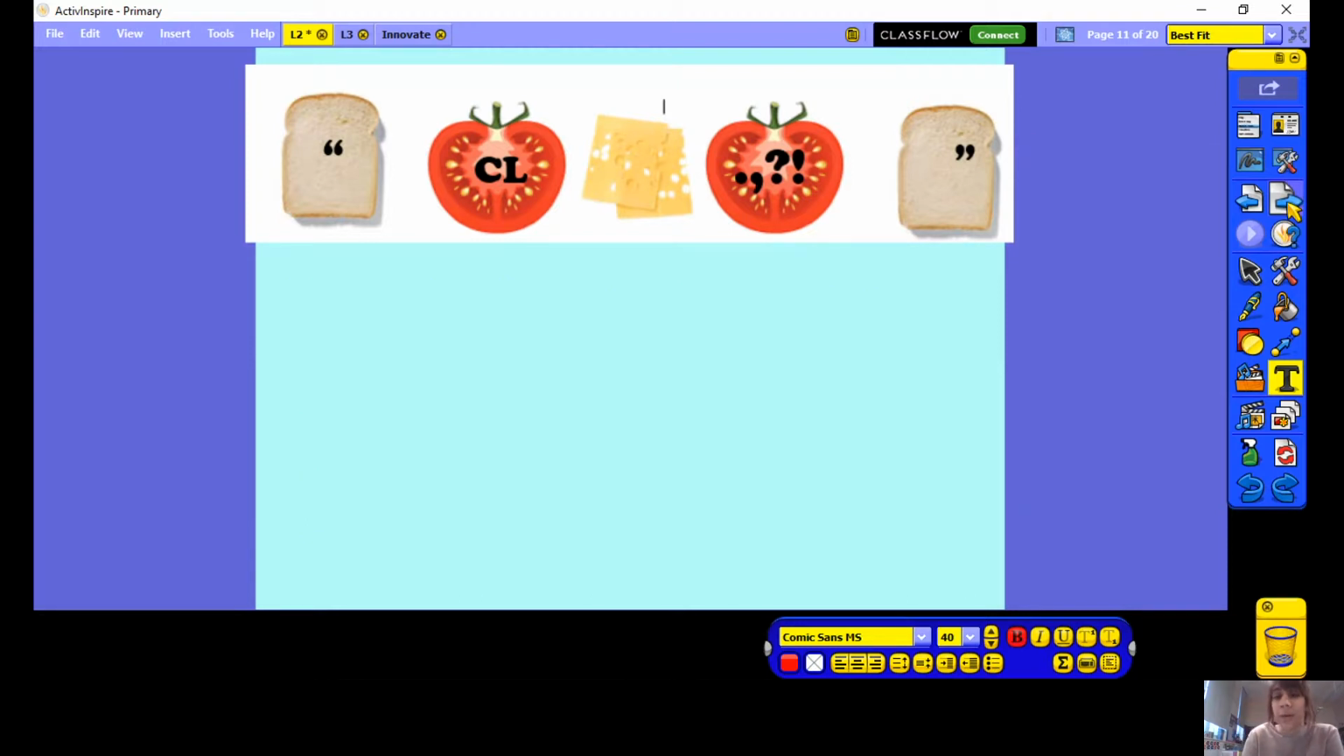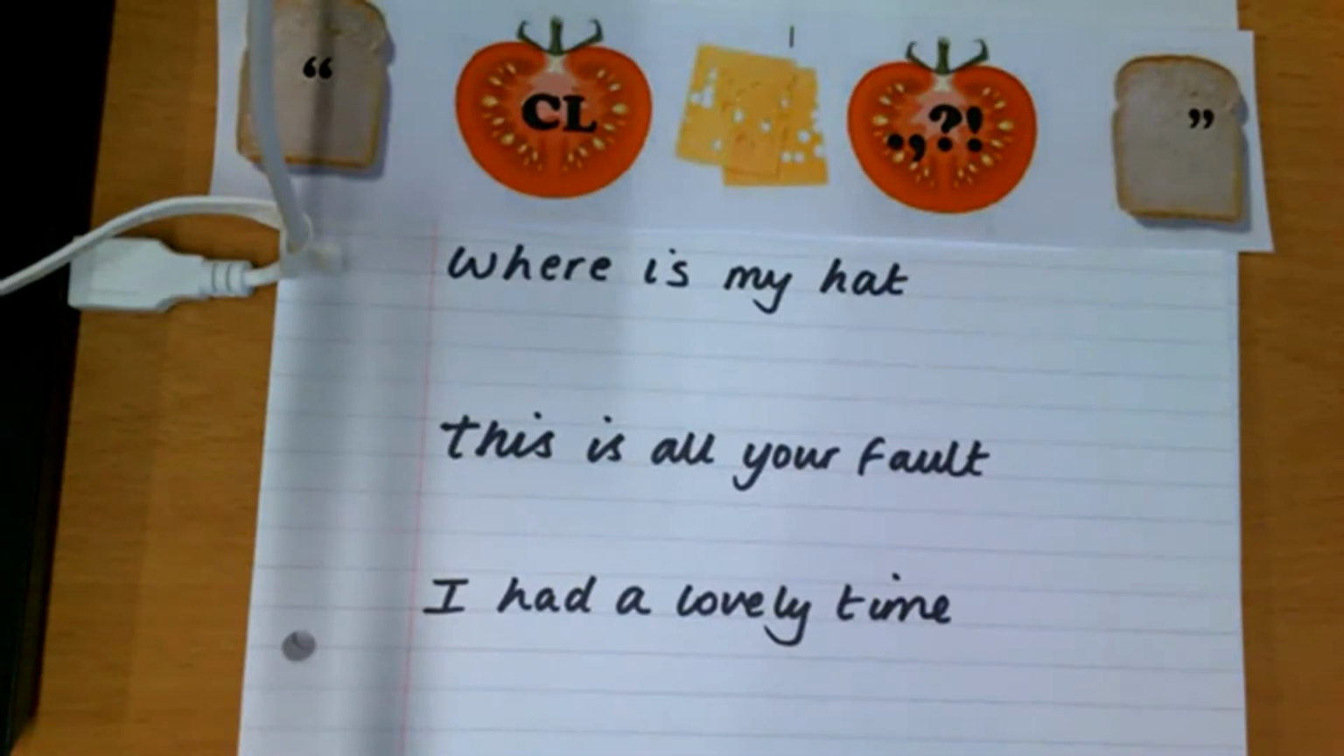So what we are going to do now is have a practice with the speech sandwich. I'm going to stop sharing my screen and switch over my camera, and hopefully I can do this very smoothly so you can see how I would use my speech sandwich to change these sentences from having no punctuation to having full punctuation so that it is in a speech sandwich.